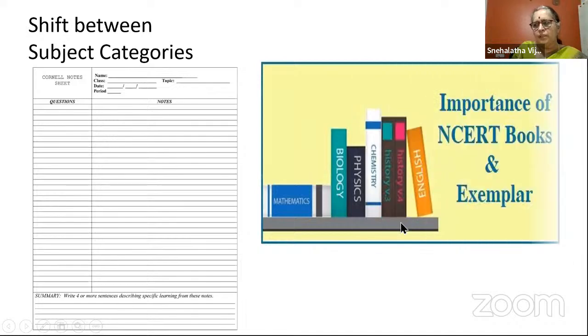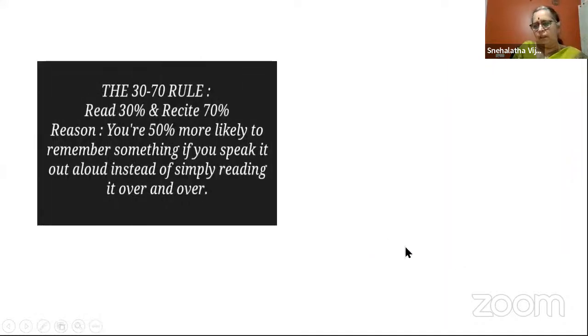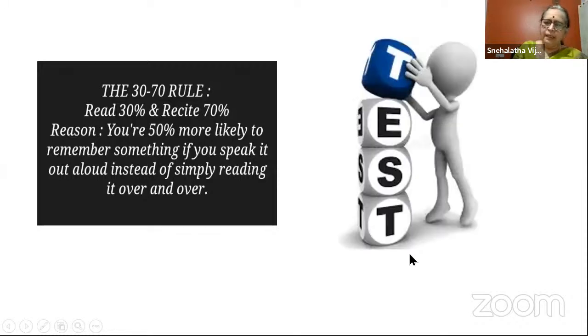And the other important aspect is people who are taking up this CBSE board exam, they need to be very thorough with the NCERT text and other supplementary texts which have been introduced by the NCERT. Of course, we need to follow the 30-70 rule, wherein 30% reading and reciting, 70% recalling, which will help you to remember the concept. And periodical tests.